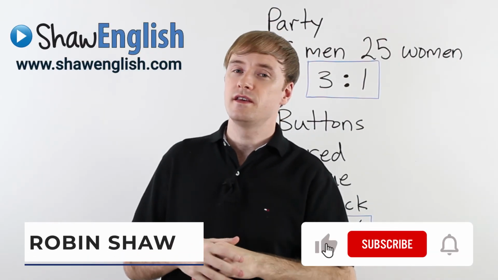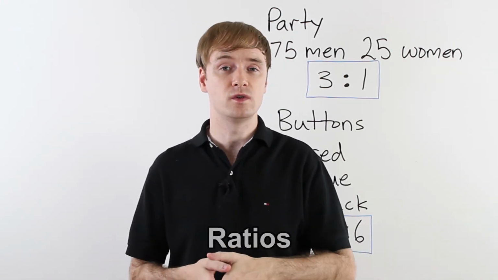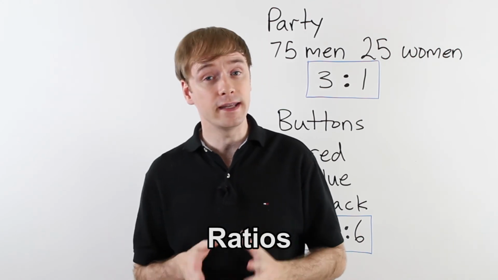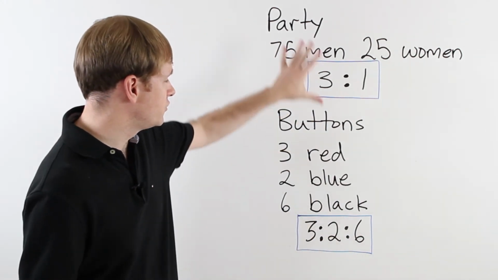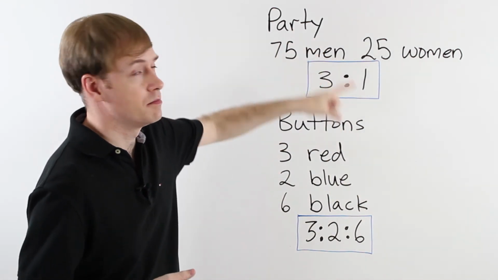Hello everyone, in this video I'm going to talk about how to express ratios in English. It's quite easy. Let's take a look. I have 2 examples here. The first example is about my party.